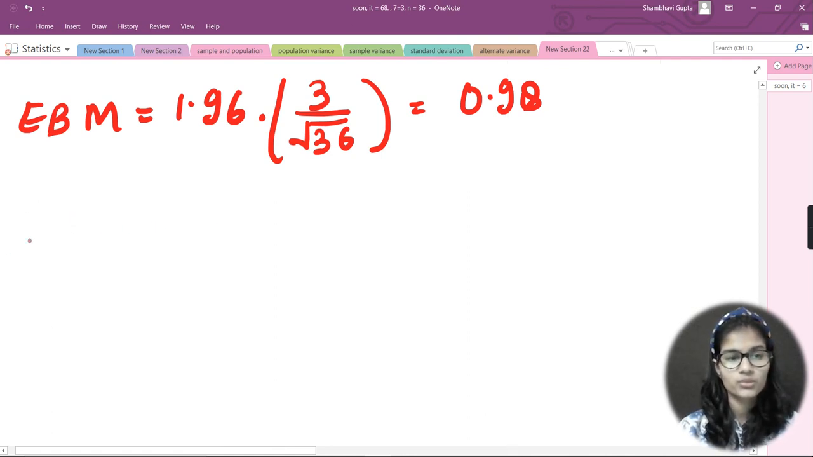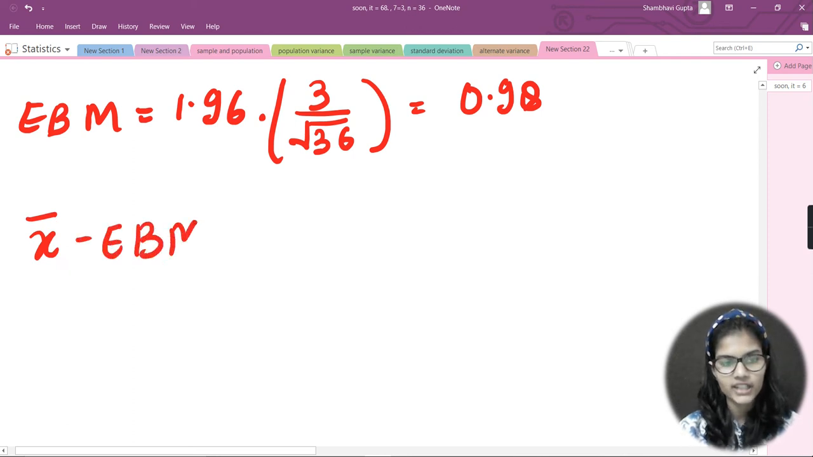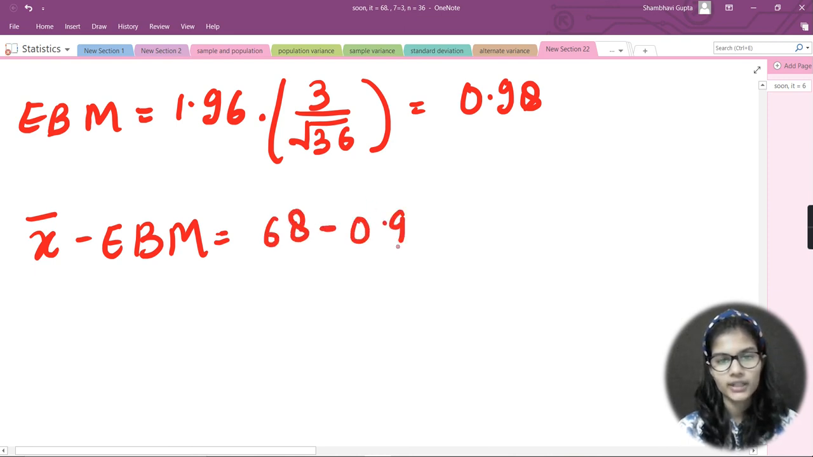Now, moving towards the format, that was x bar minus EBM, right? So we have the value for x bar as 68, and the value for EBM is 0.98 that we have recently found out, right?